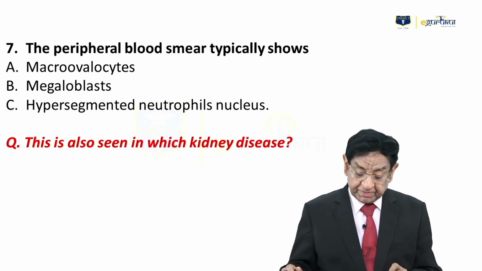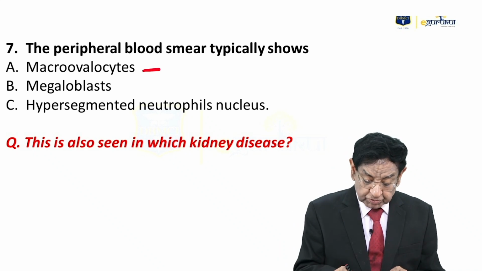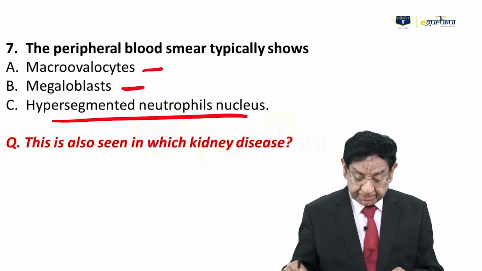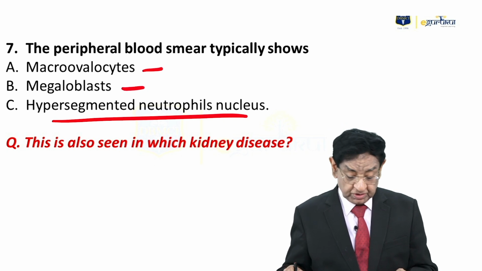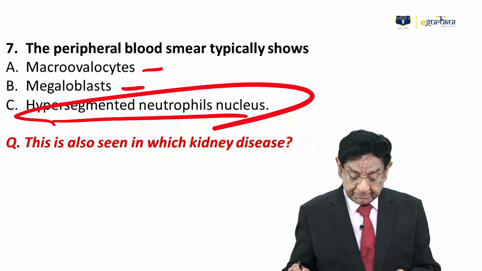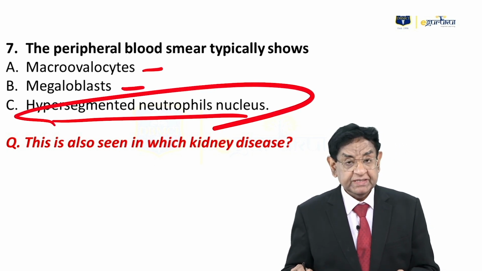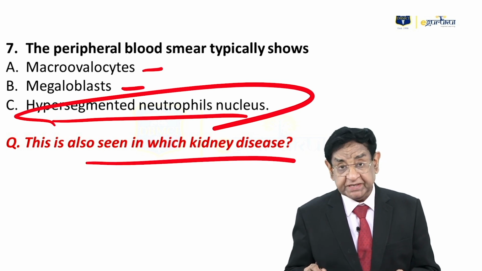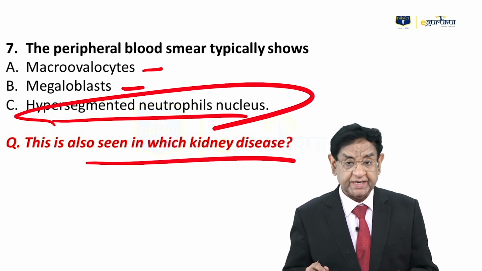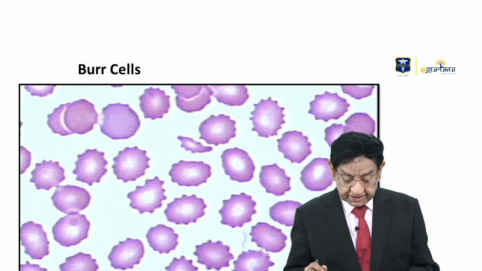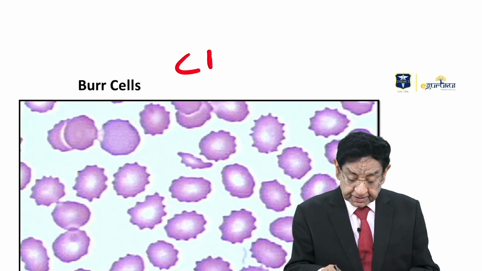Now, what we see in peripheral smear, typically we get macrocytes, megaloblasts, and hypersegmentation of neutrophil nucleus. Well, I have one more question for you. This hypersegmentation of neutrophil nucleus, in which kidney disease do we also see this? Stop the video, write down the answer. The answer is chronic renal failure.